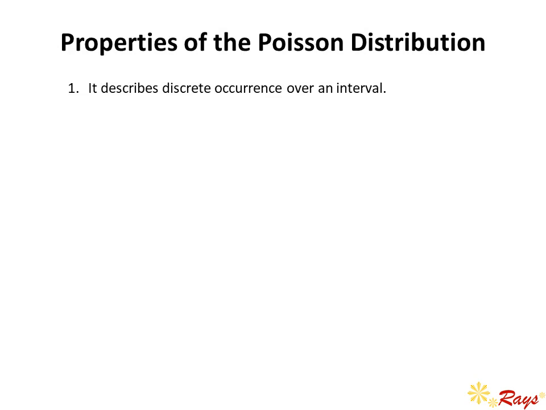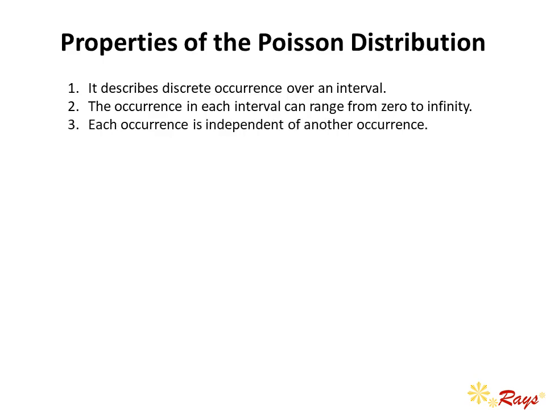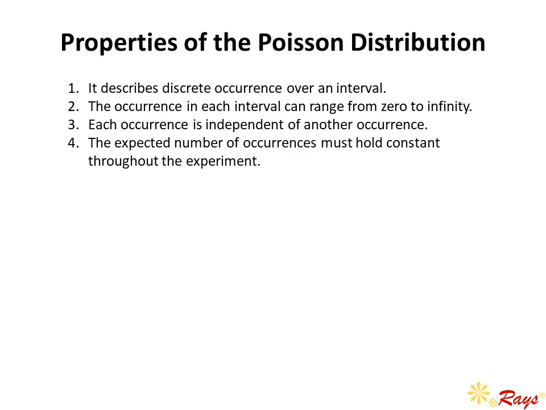Number 1. It describes discrete or individual occurrence over an interval. Number 2. The occurrence in each interval can range from 0 to infinity, meaning there is no limit to it. Number 3, each occurrence is independent of one another, or not related to each other. Number 4, the expected number of occurrences must hold constant throughout the experiment.